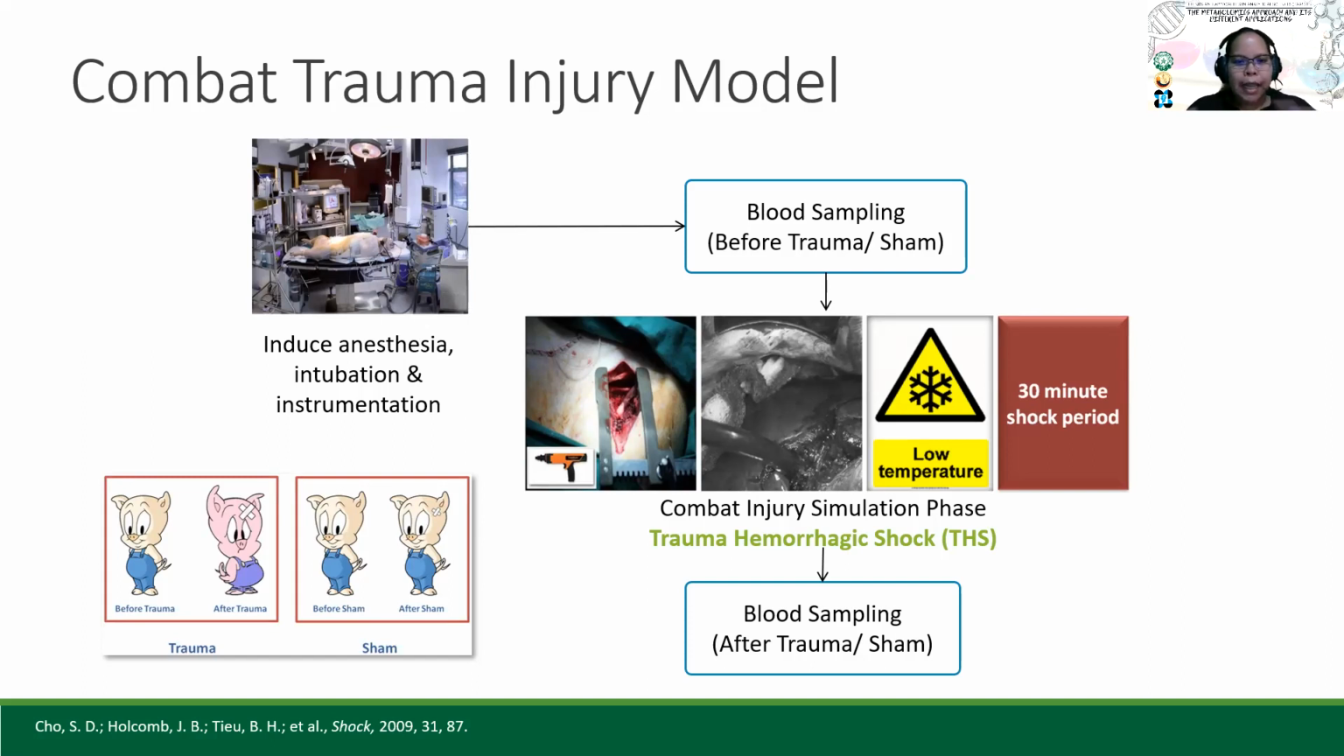And this is just to show you a diagram of what has been done. So for the trauma group, you have male Yorkshire, I think Yorkshire landrace pigs that are subjected to trauma, and you have a group of pigs that are subjected to the different experimental procedures, but not the injury phase of this trauma model. So for this model, initially, of course you have your anesthesia, intubation, instrumentation, and subsequently, before the injury phase for the trauma sample, blood sampling was obtained for both the sham and the before trauma to serve as their baselines.